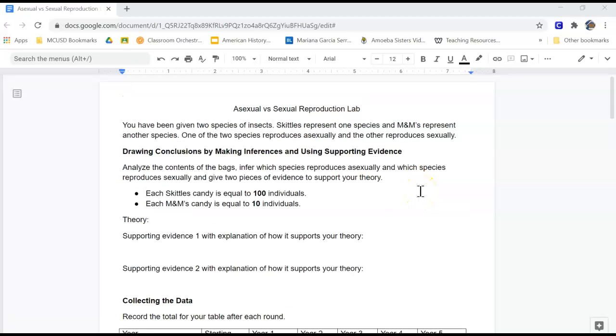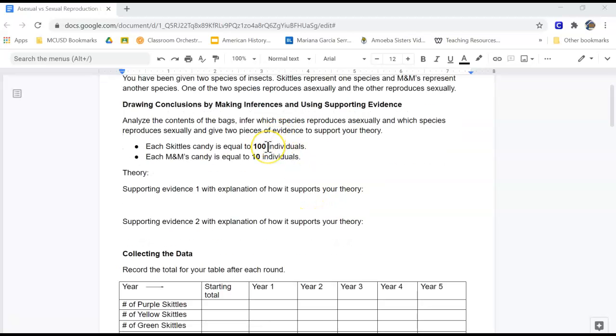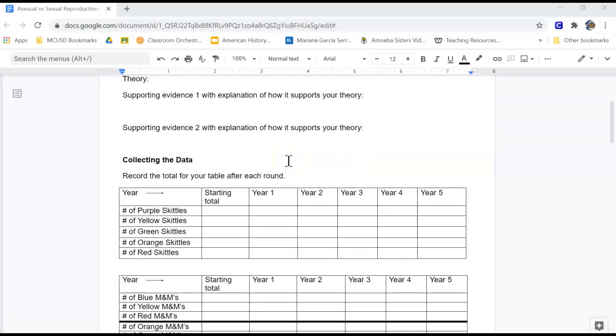Good morning. Today and tomorrow in class, we will be doing this asexual versus sexual reproduction lab. If you're at home and don't have Skittles or M&Ms, that's fine. I will be giving you numbers that you can use when you are filling in your data. Each Skittles candy will be equal to 100 individuals. Each M&M's candy will be equal to 10 individuals, and we'll explain that in a minute.